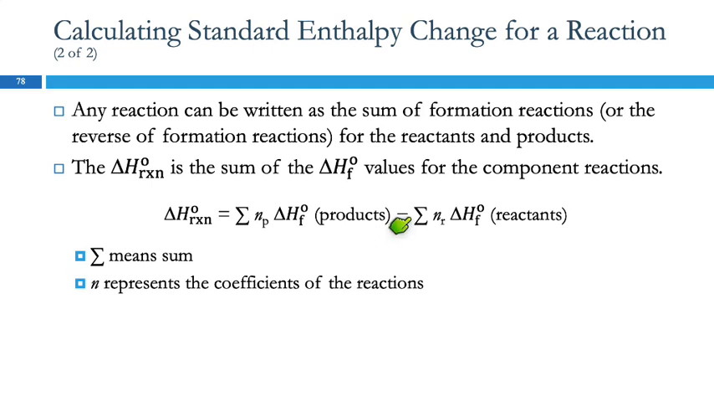Then we're going to subtract the same kind of thing for the reactants. It's subtracting because we imagine taking the reactants apart. So delta H changes sign. Again, it's the coefficient times the heat of formation for each reactant. So this capital sigma means the sum of. So we take the sum of the coefficient times the heat of formation for each product, we add all of those up, and we subtract the sum of the coefficient times the heat of formation for all of the reactants.